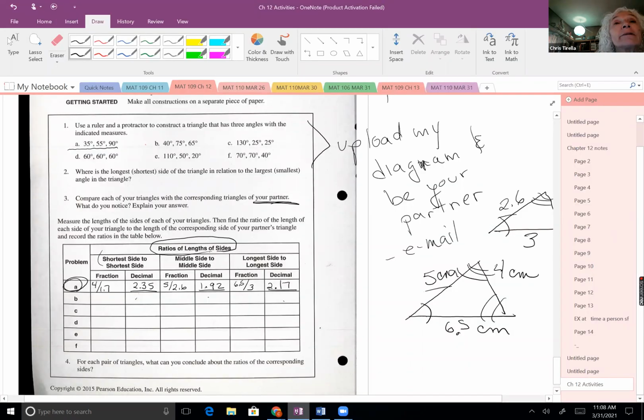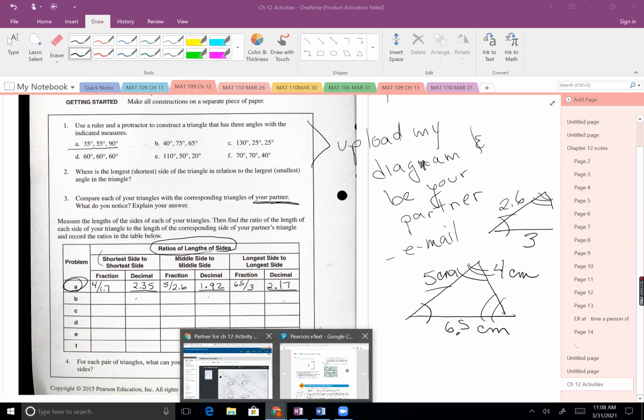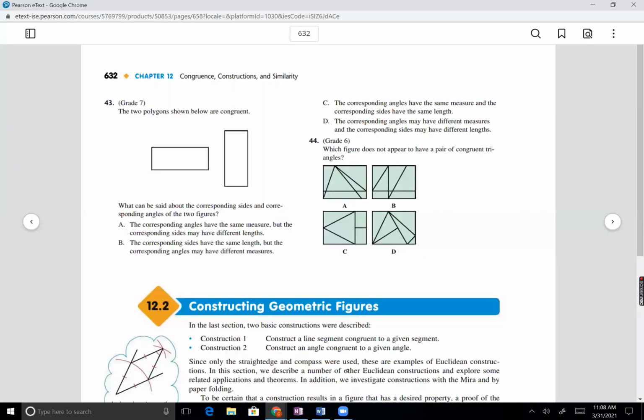Other than that, is there anything else that anybody wants to look at, either from the activities for Chapter 12 or from the homework for Chapter 12? Could you go over number 16 on page 644? I know we already went over it. I just think you were going a little too fast for me.